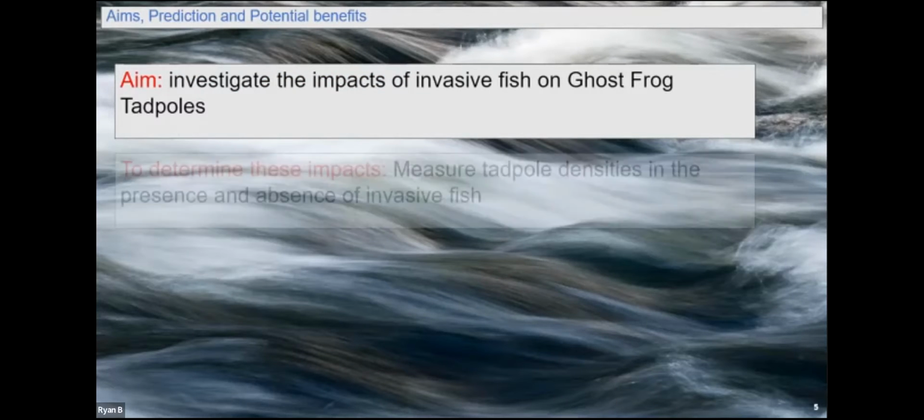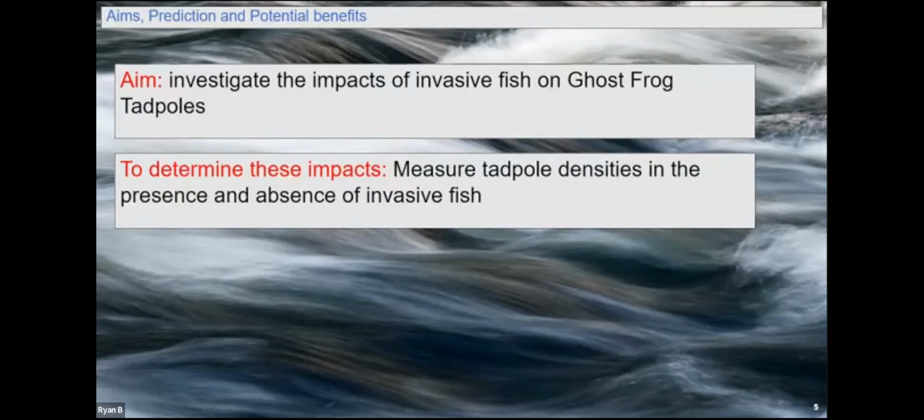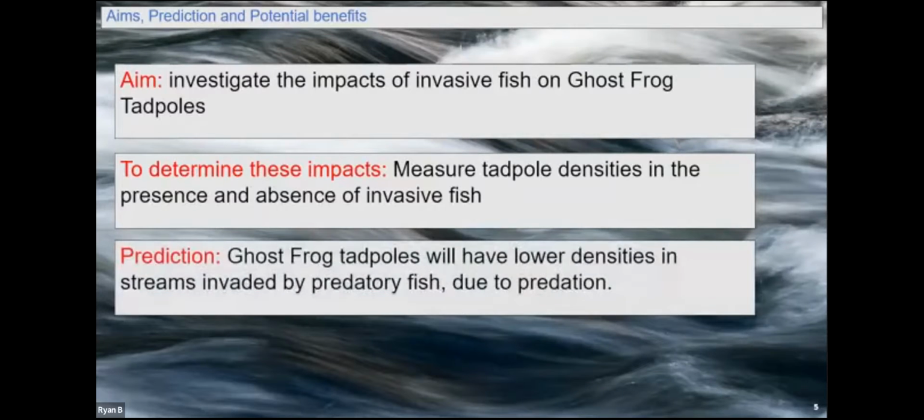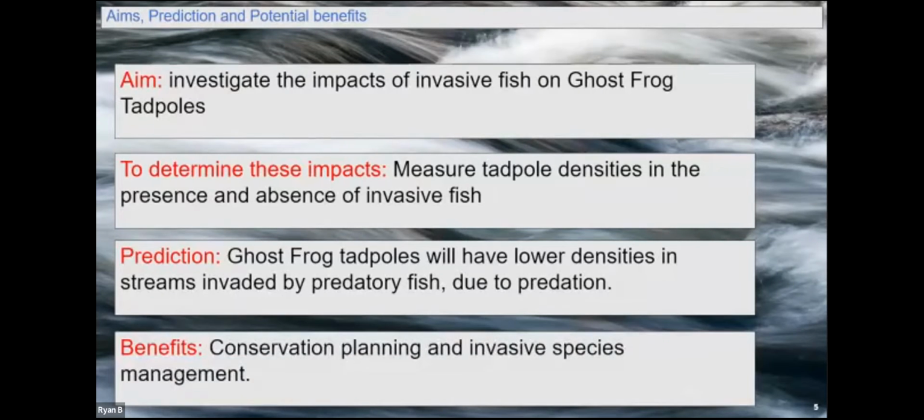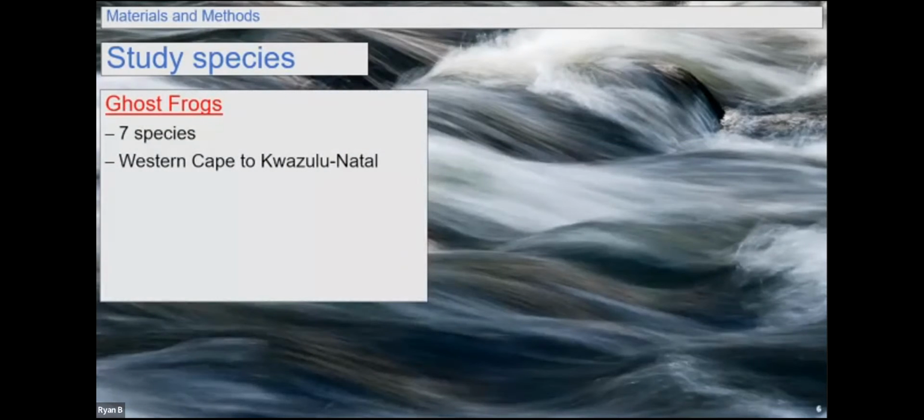To achieve this, I will measure tadpole densities in the presence and absence of invasive fish whilst accounting for environmental variables. I predict that ghost frog tadpole densities will decrease in the presence of invasive fish due to predation by the invasive fish. The results of the study could benefit conservation planning regarding ghost frogs, as well as aid in management actions surrounding invasive species control. So onto materials and methods.